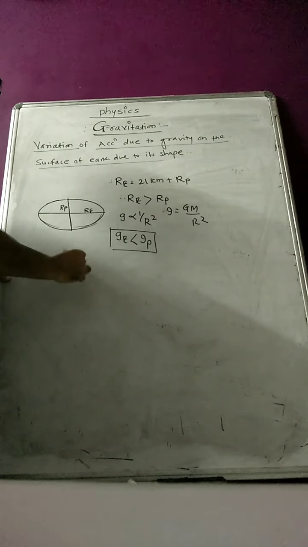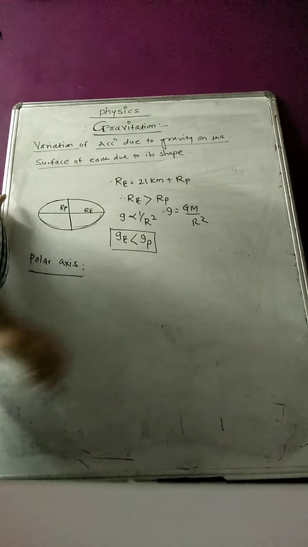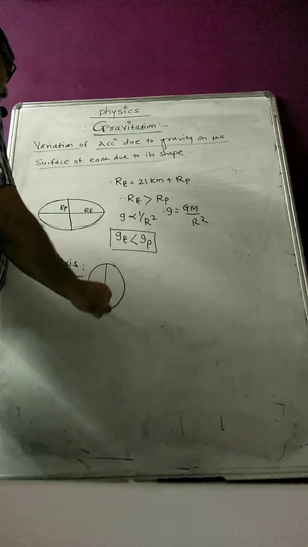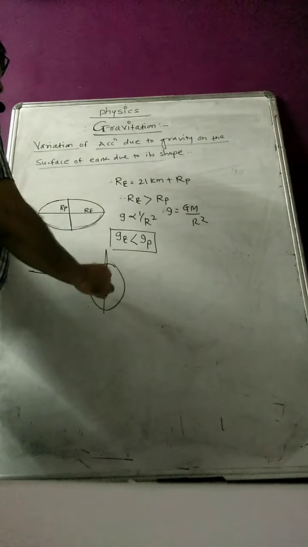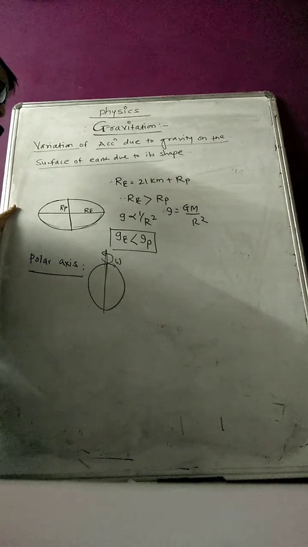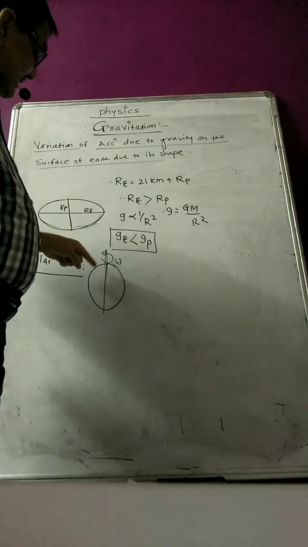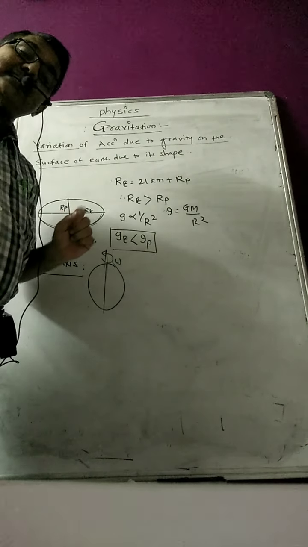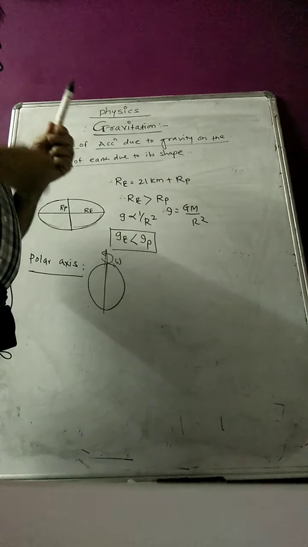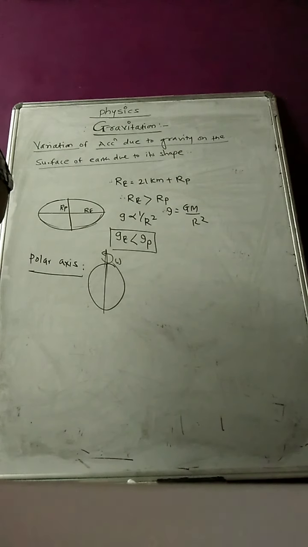This is the polar axis. If you consider the earth, it is elliptical in form, and it rotates with a constant angular velocity around an axis. That axis is the polar axis, because the earth rotates about its own axis. So I will define that polar axis.